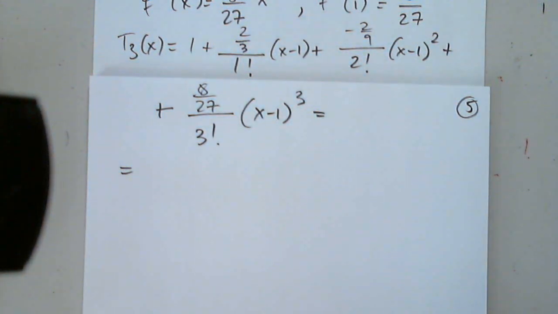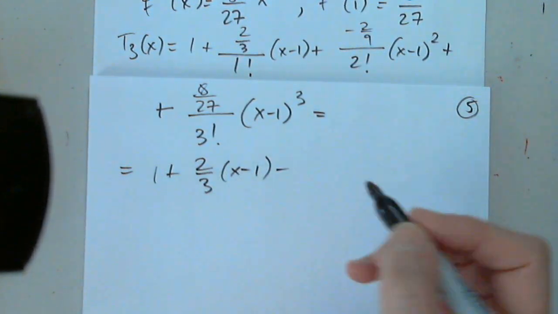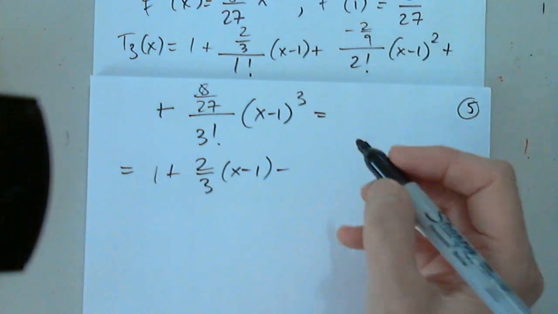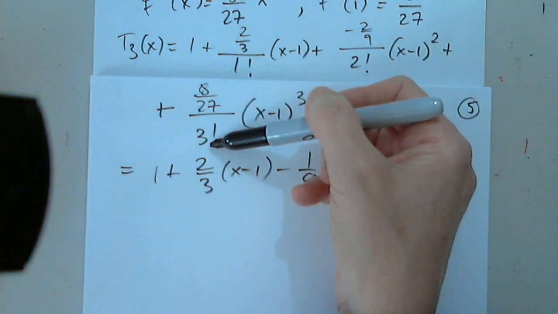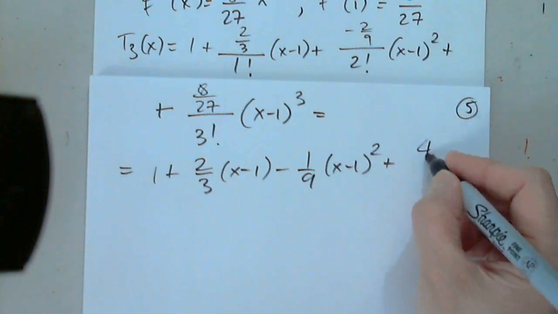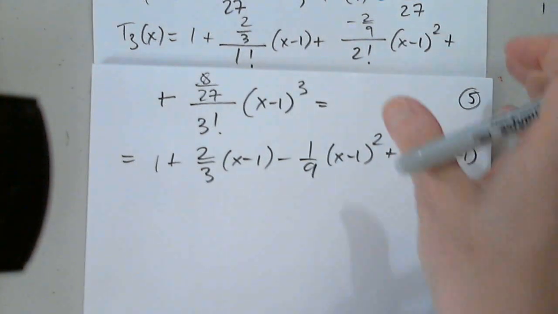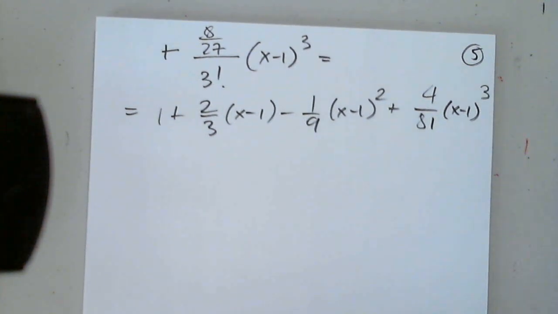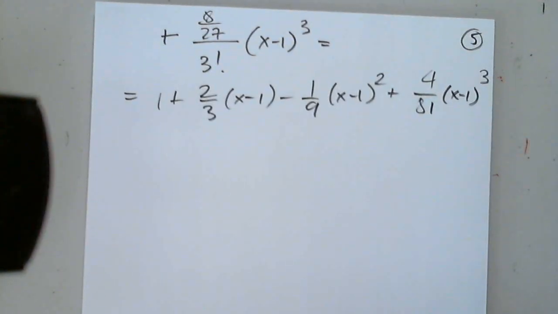So let's clean this up a little bit. We have 1 plus 2/3 x minus 1, minus, with 2 factorial, negative 2/9 over 2 gives 1/9 x minus 1 squared. And here this is 6. And when we simplify, we get 4 divided by 81 x minus 1 to the third. As we notice, this is the Taylor polynomial of degree 3.